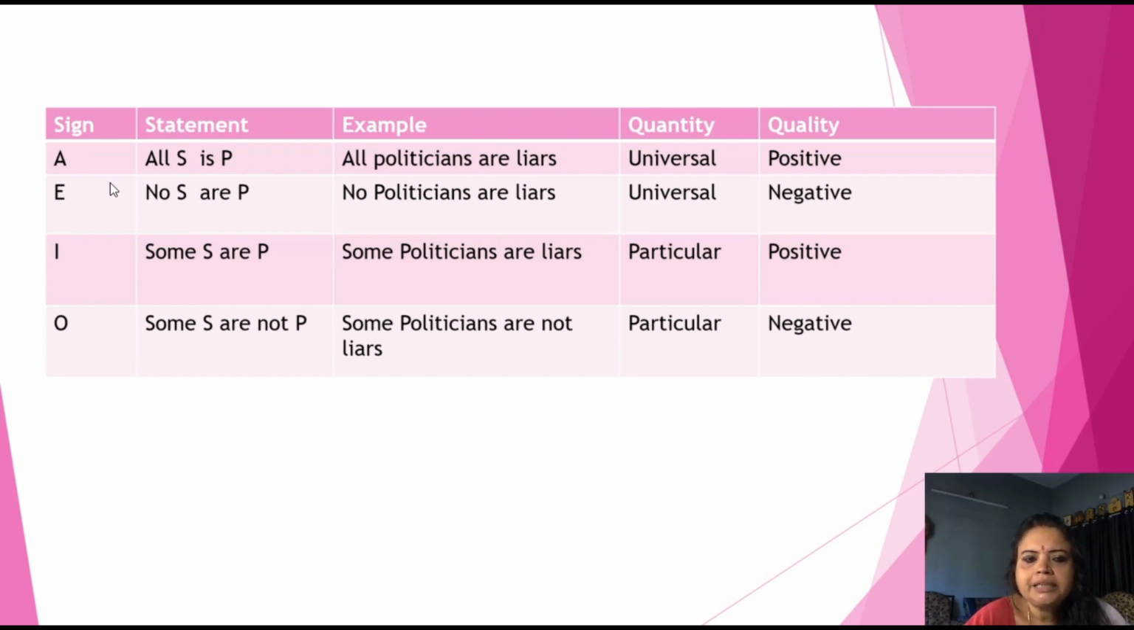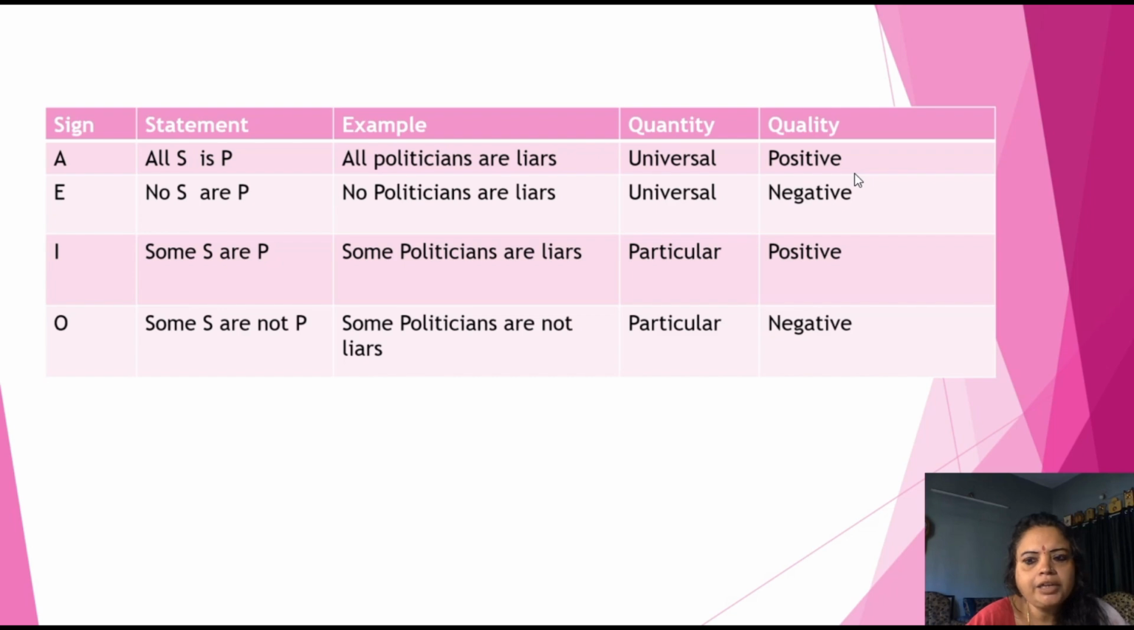So A type preposition in general form: although we take every man, each man, like that, in general the statement is all S is P. S is some alphabet that we have used, and P is also some alphabet that we have used to generally state a statement in A type preposition. So all S is P. For example, all politicians are liars. That is an example, so it will start with A. So we call this universal positive.